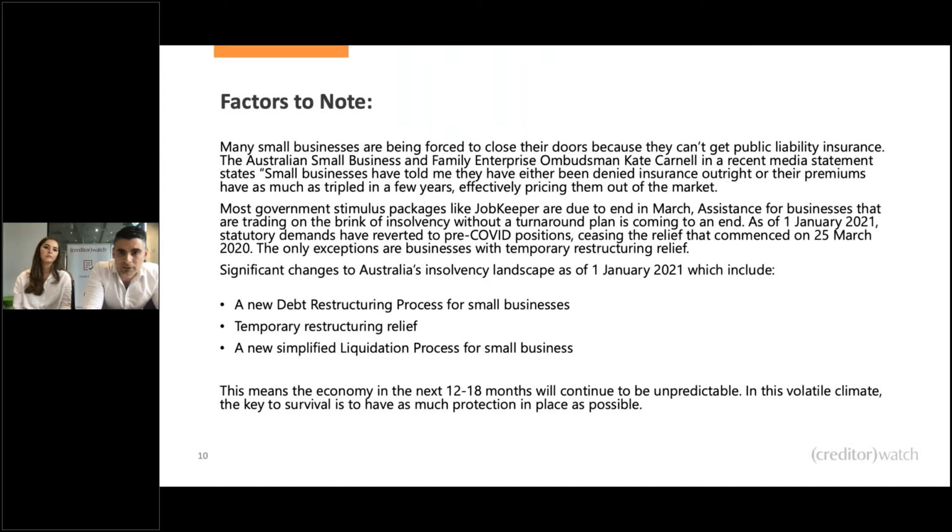The only exceptions are businesses with temporary restructuring relief, which leads on to the significant changes to Australia's insolvency landscape as of the 1st of January also, which include a new debt restructuring process for small businesses, temporary restructuring relief, and a new simplified liquidation process for small businesses. Essentially what this means is the economy in the next 12 to 18 months will continue to be unpredictable, and in this volatile climate, the key to survival is to have as much protection in place as possible.